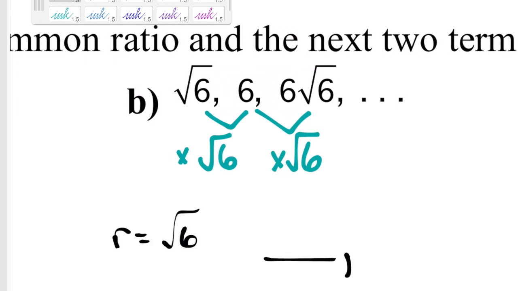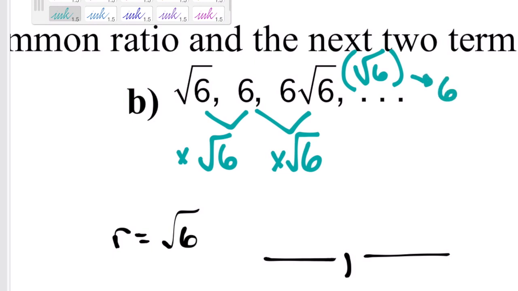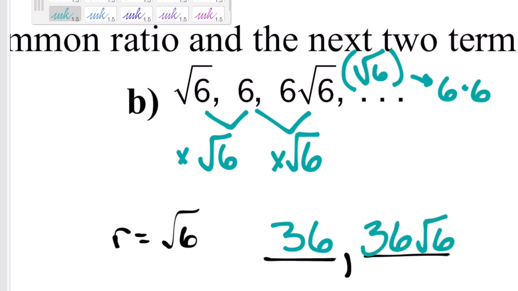So when I multiply my 6 square root 6 by a square root 6, I end up with 6 times 6, which will give me 36. And multiplying that by square root 6, I'll have 36 square root 6. So it seems a little complicated, but it's not that scary.